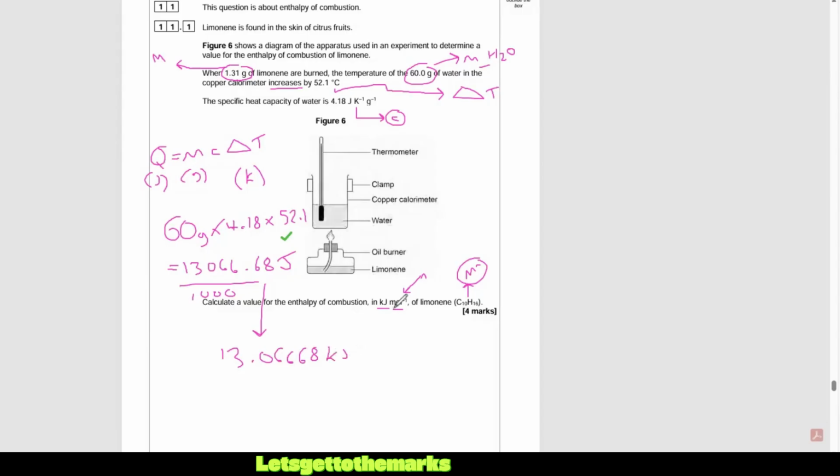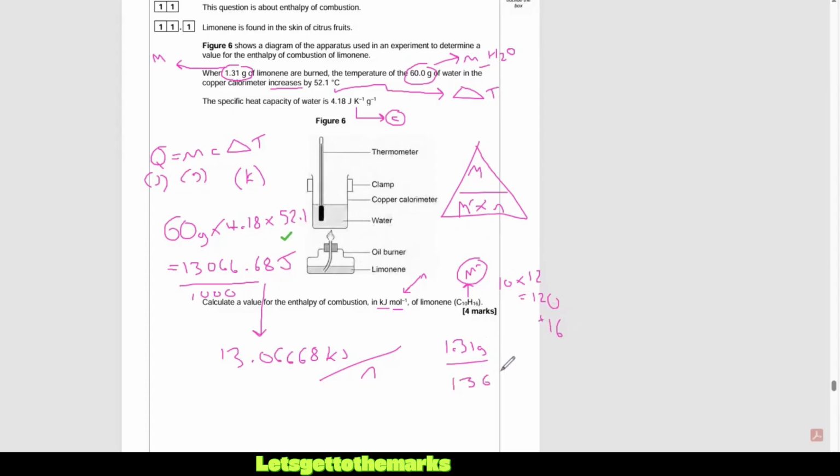Now I want to find out per mole. This -1 means divided by moles. So I need to divide this by n. What's n? Well, you know your calculations, hopefully off by heart: mass over Mr equals n. We need to find out how many moles of fuel we used. So we used 1.31 grams. So let's do 1.31 g divided by the Mr of limonene. What have we got there? We got 10 times 12, that is 120, and then plus 16, so that's 136.